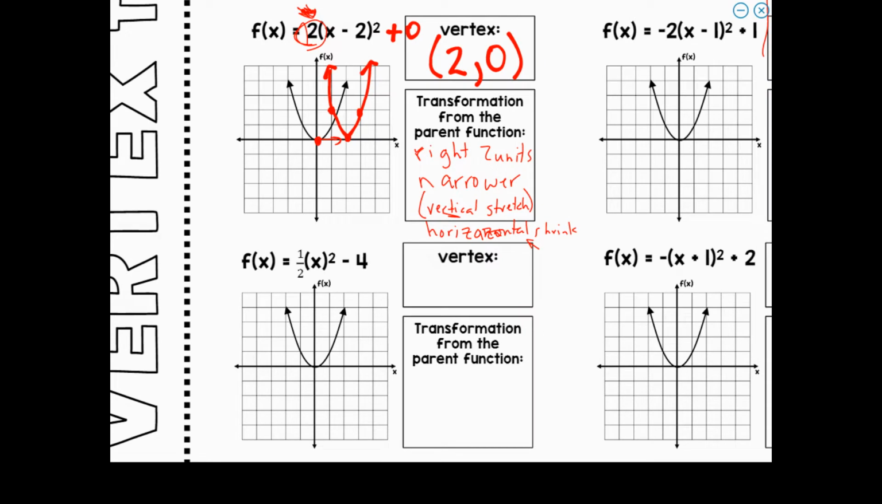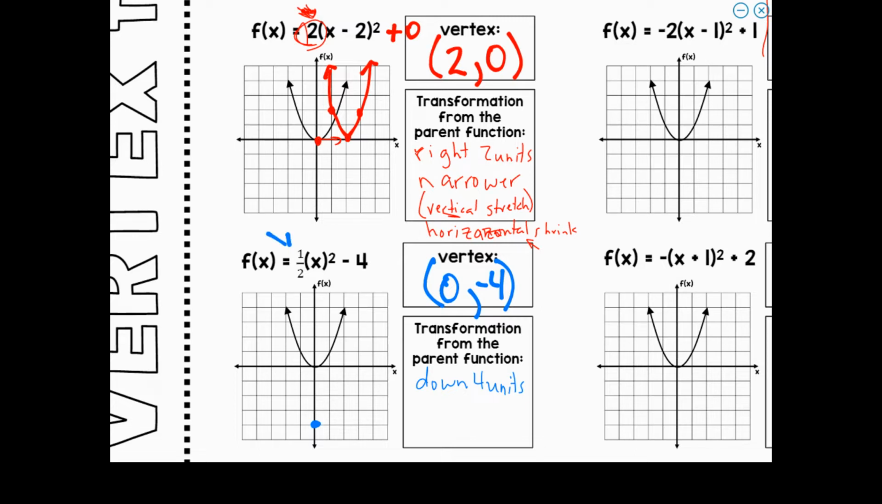On this next one, what's the new vertex here? The new vertex is 0, -4. Why is it 0? Because there's no number in the parentheses with the X. Correct. So in this case, it just drops down 4 units. Right? So it goes down 4 units. And it doesn't go left or right any.